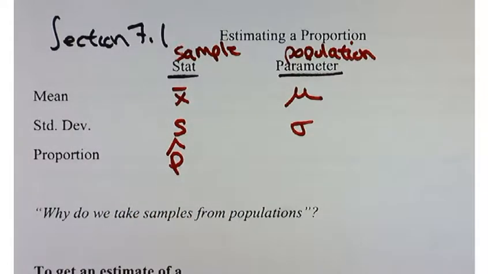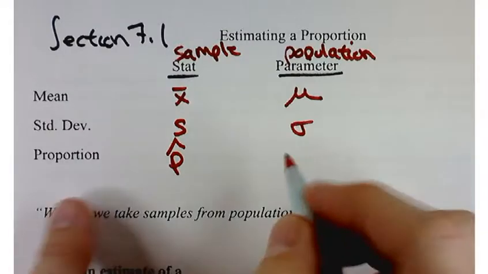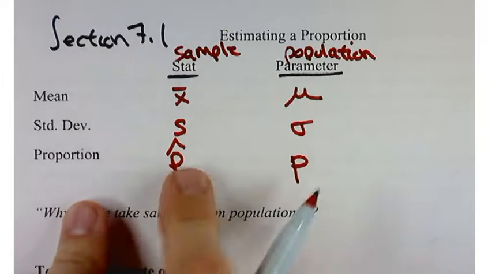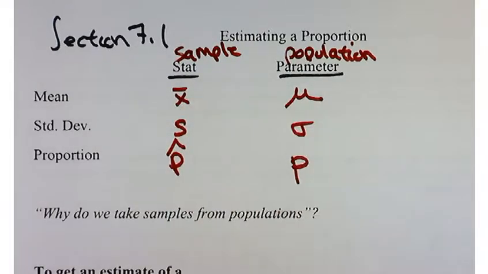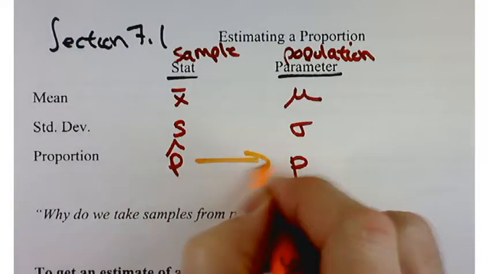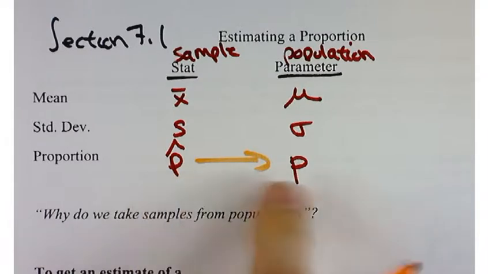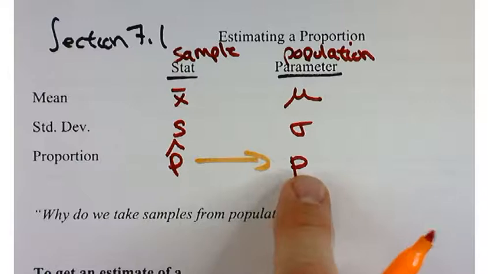Now, one that I introduced the other day is our sample proportion is p hat. I believe we also called it p chapeau, right? The parameter is just p. But what we're hoping when we sample is that this is a good estimate of this. Or in the case of our population proportion, our sample proportion is a good estimate of the population proportion.